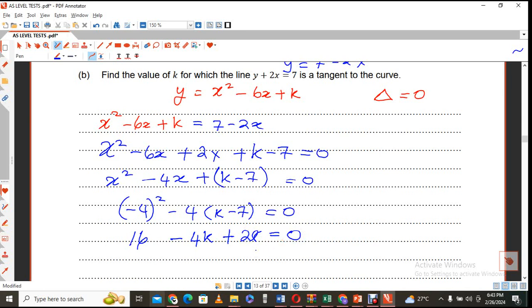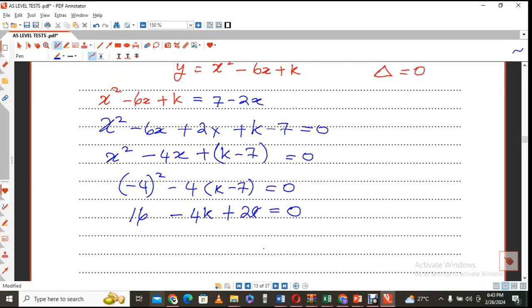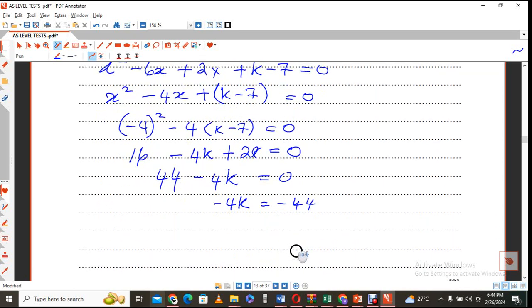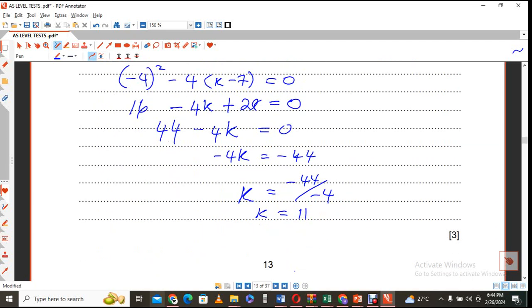The thing is 16 plus 28 gives you 44. So you have 44 minus 4k equals 0. Minus 4k equals -44. So therefore the value of k would be -44 divided by -4, k equals 11. And that is the answer we're looking for. Okay.